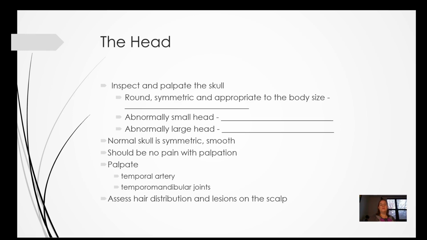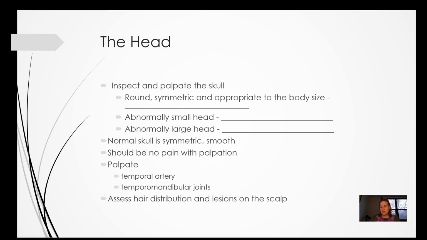Normocephalic. Okay, and when we talk about an abnormally small head, this is one that has come into the news a lot lately with our Zika virus, right? Our little babies that are born with these tiny little heads, they're called microcephalic. So microcephaly is a small head. The opposite end of the spectrum, if we have an abnormally large head, that's called macrocephaly. Normally the skull is symmetric and smooth, and there shouldn't be any pain with palpation.